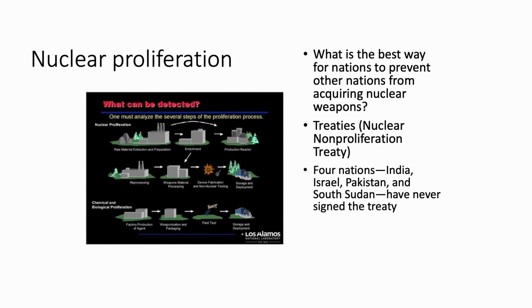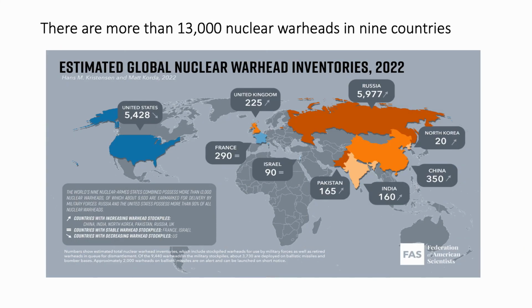There are 4 nations that have never signed the treaty, and three of them have nuclear weapons. India, Israel, and Pakistan have nuclear weapons. But there are 4 nations that have never signed the treaty. And international regimes are used to enforce these treaties. So here's where things stand as of 2022. 9 nations have nuclear weapons. There are more than 13,000 nuclear warheads.